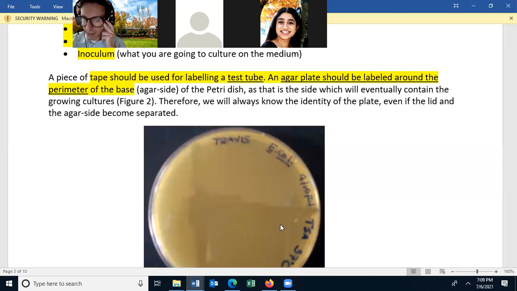We grow the plates upside down in the incubator because there's moisture in the agar. And if you grew the plate right side up, the moisture would condense on the top of the lid, and it would condense and eventually form a drop. And where is that drop going to drop? It's going to drop into the culture, and that will disperse the culture, which could ruin the culture.